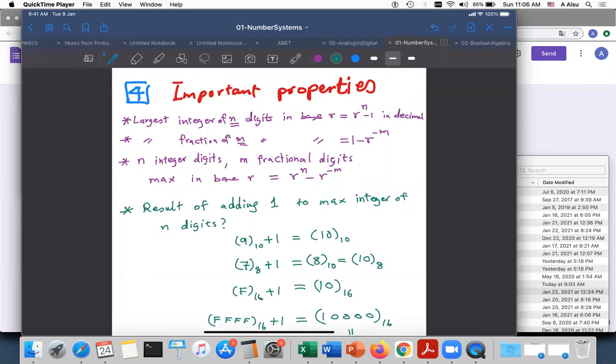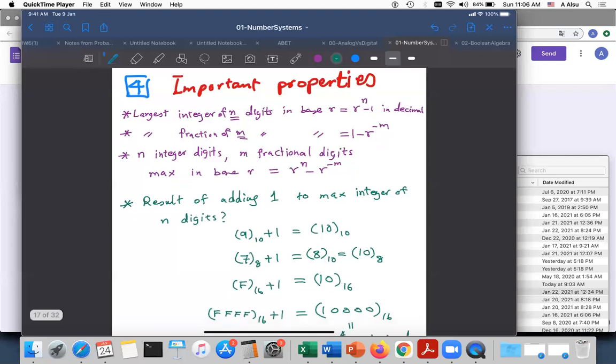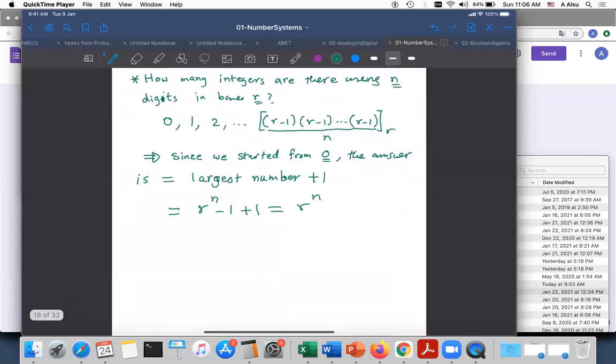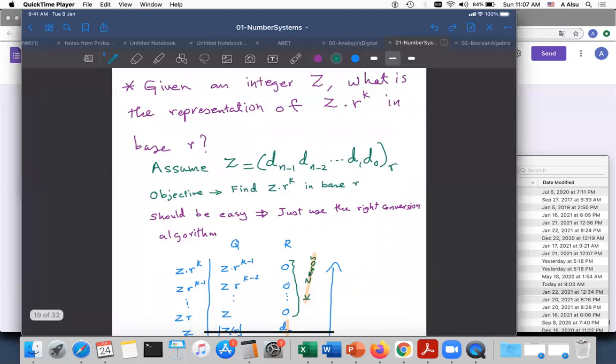And the result of adding 1 to the maximum integer of n digits is going to be 1 followed by n zeros in base R. How many integers are there using n digits in base R? We just proved that this is equal to R to the n. Today we are going to learn about two more simple properties.